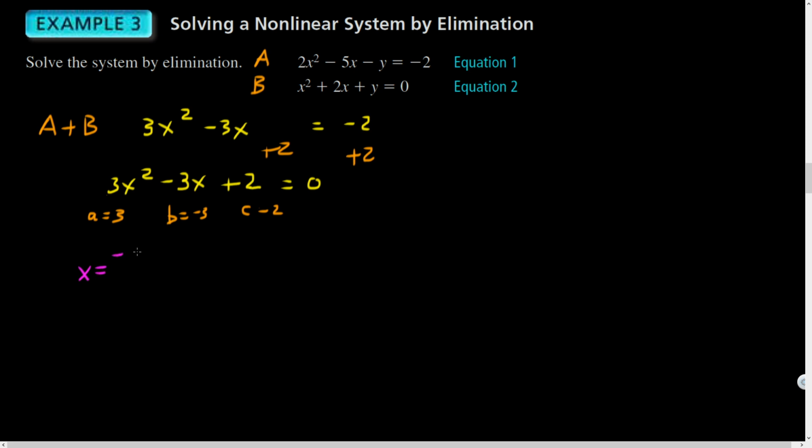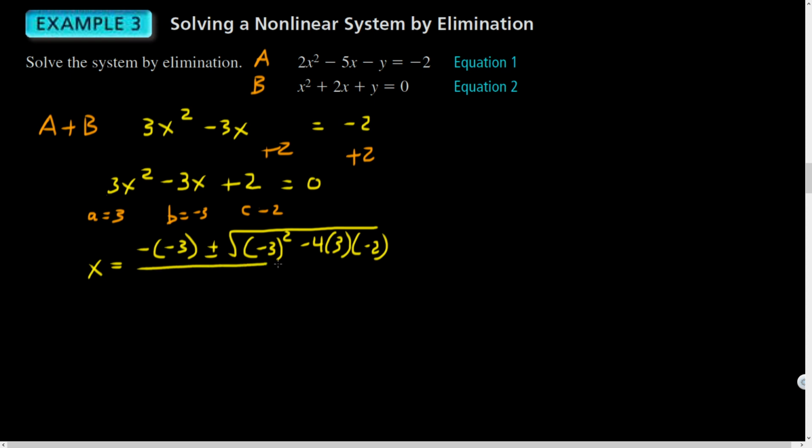X equals the opposite of... Oh, guys, you don't need me to write it out. You know the whole thing. Here we go. Let me just do it. X equals the opposite of b, plus or minus the square root of b squared minus 4ac, all over 2a. And let's see, opposite of negative 3 is positive 3.